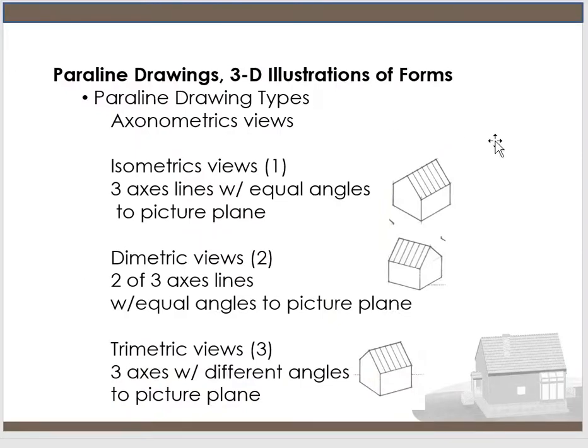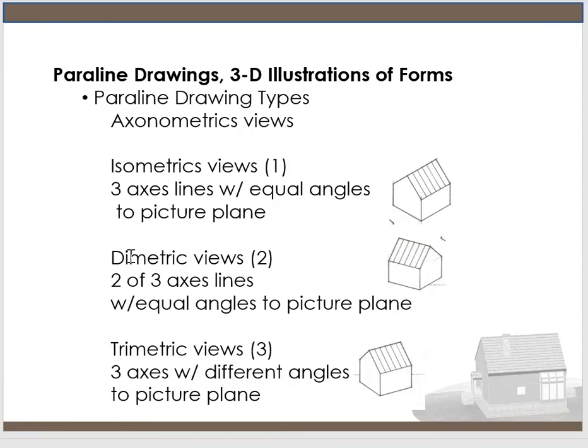The paraline drawings are this 3-dimensional illusion of forms. Like I said, the paraline drawings have different types. The axonometric view, like we discussed. The isometric view has 3 axes and they're at equal angles. Right here, they're exactly equal. And so you're seeing an equal amount of each picture plane.